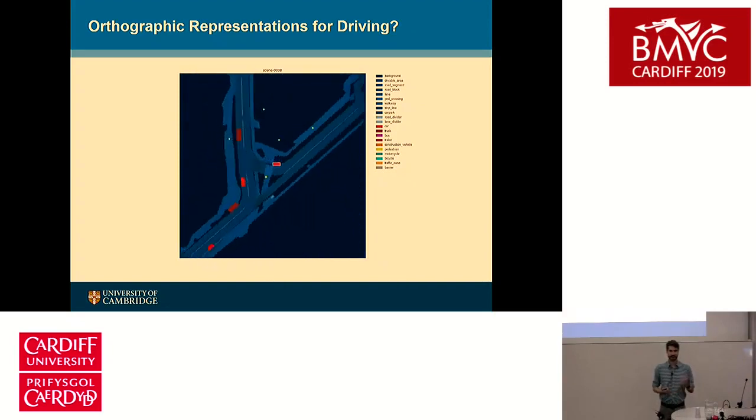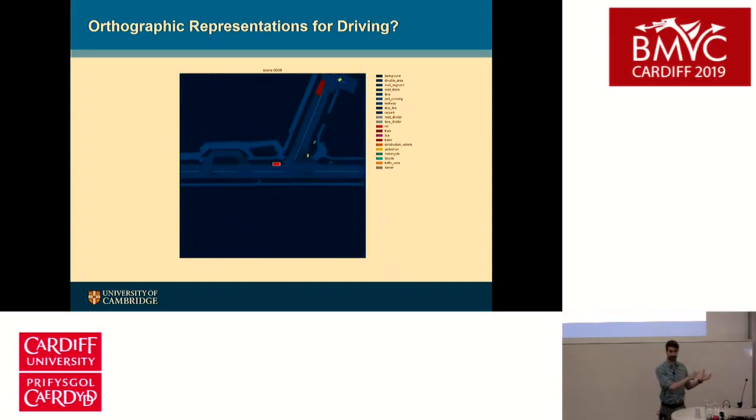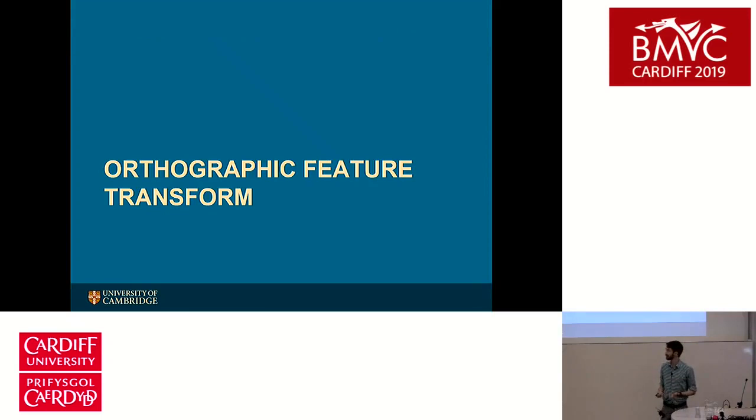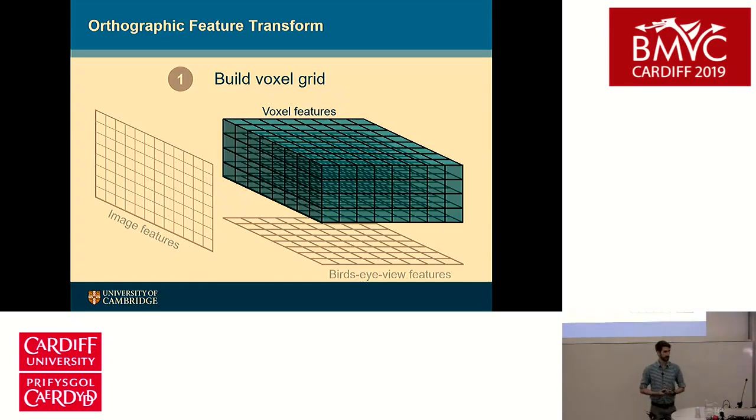But then the challenge is how can we go from a purely image-based representation, so no 3D information whatsoever, into this orthographic bird's eye view representation. And so that's where we introduce our orthographic feature transform. The orthographic feature transform is basically just a super simple algorithm which takes features in the image space and then, without using any sort of depth information, transforms them into this orthographic bird's eye view representation. And as I say, it's super straightforward, just consisting of 3 simple steps.